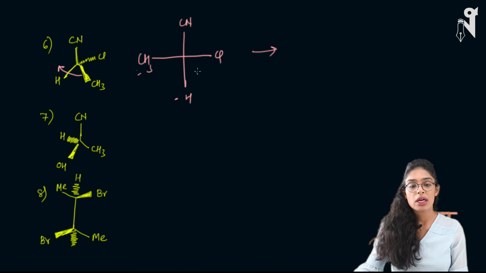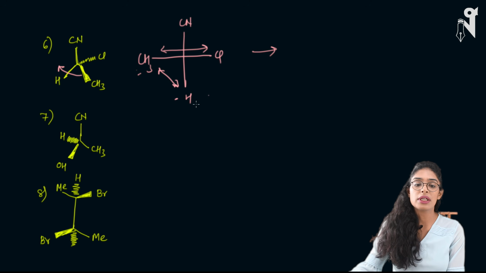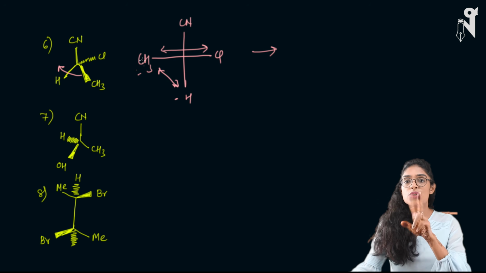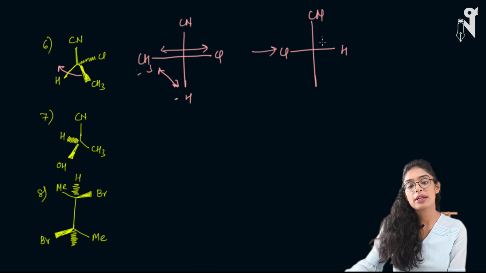So what I'll do is I'll switch the place between hydrogen and CH3, and then I'll do the other switch like this. So two switches. Basically I'll bring the hydrogen here at the place of CH3 and CH3 at the place of hydrogen. Then I'll switch the positions of hydrogen and chlorine, and in result what you'll get: hydrogen here, chlorine here, CN here, and CH3 here.